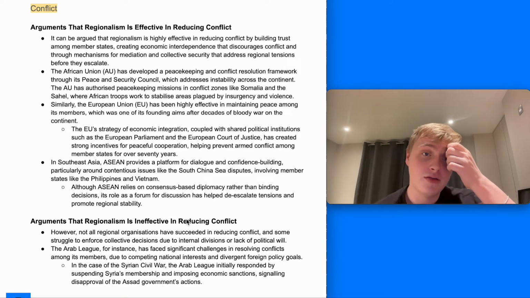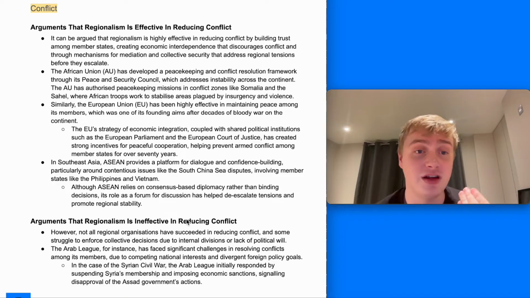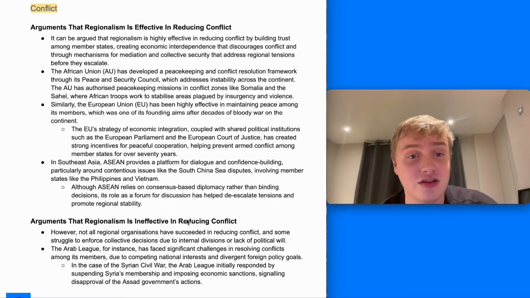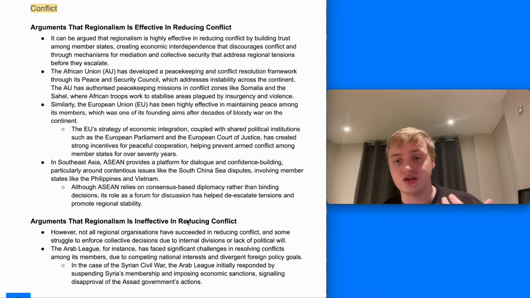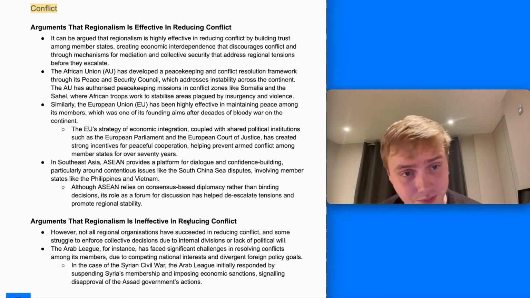So by working together and creating mechanisms to address regional conflicts, the African Union, through the Peace and Security Council, has been really effective in reducing regional conflict and bringing some stability, where it's had successful peacekeeping missions in conflict zones such as Somalia and the Sahel.